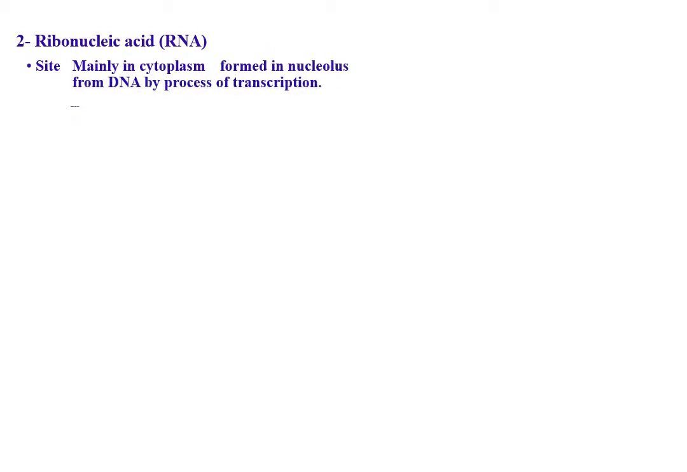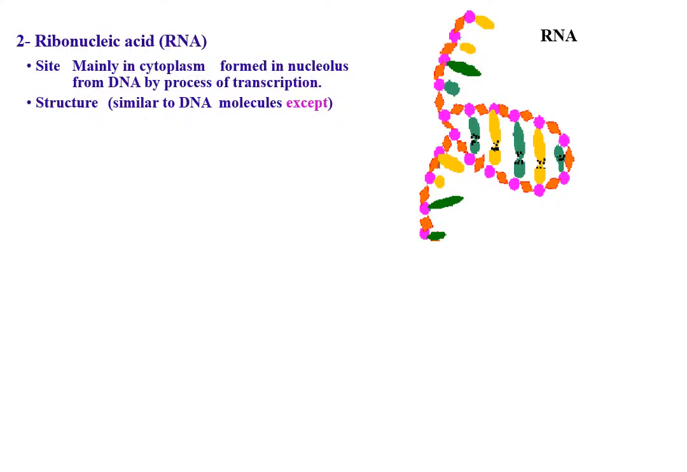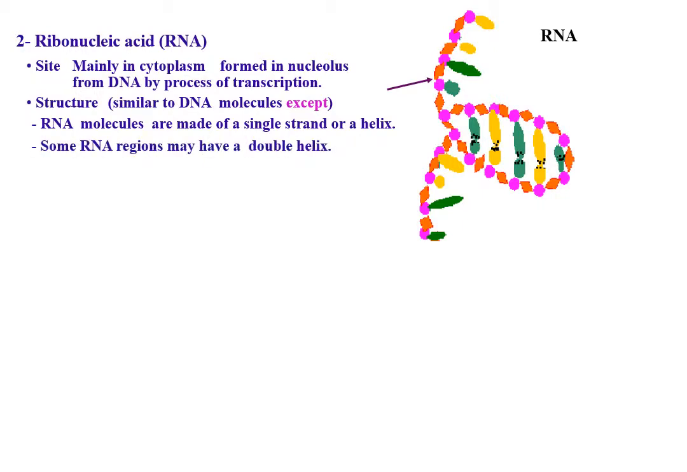Ribonucleic acid, RNA. Site: it is found mainly in the cytoplasm. It is formed in the nucleolus from DNA molecules by the process of transcription. Structure: RNA molecules are basically similar to DNA molecules, except RNA molecules are made of a single strand or helix. Some regions, however, may have double helix.